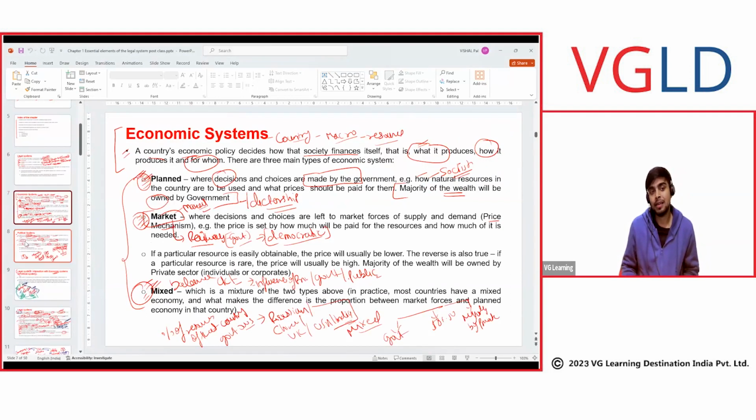Then we went on discussing, before we start thinking about what kind of legal system we have, what a legal system is and what kinds of systems exist in law.